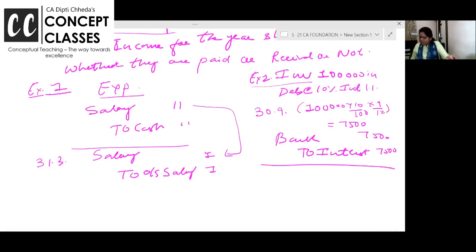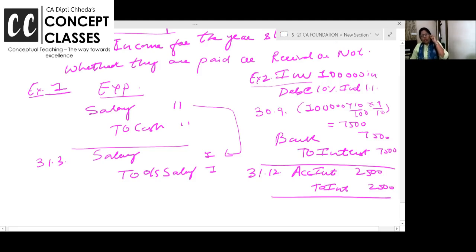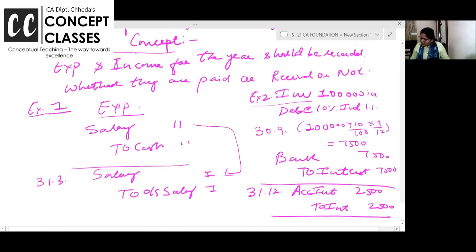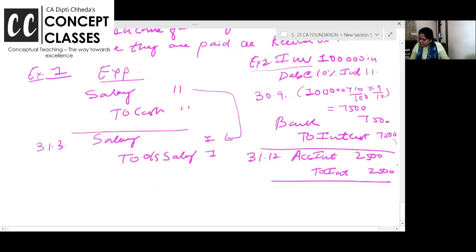So now, bank account debit to interest 7,500. Done. Now remaining 3 months interest, even if you don't receive it in December, can you pass the entry? Accrued interest account debit to interest. Can you record that entry? So by this way, what will happen? Accrual.